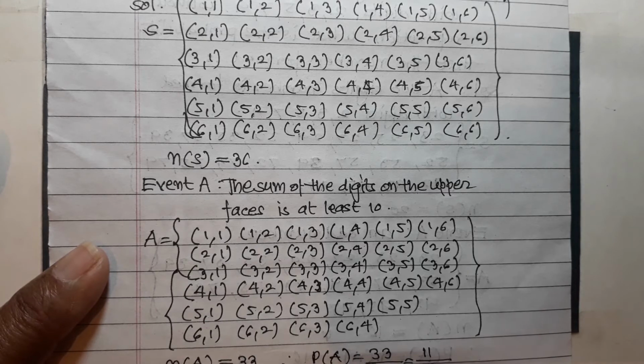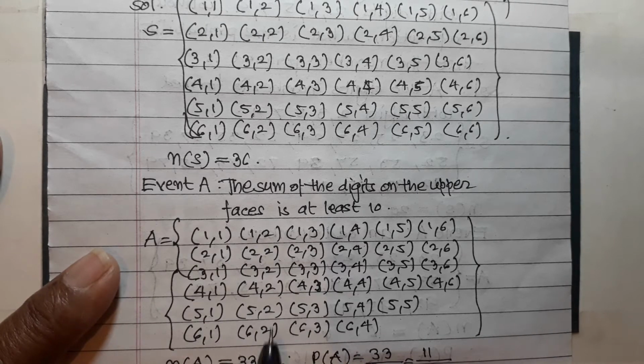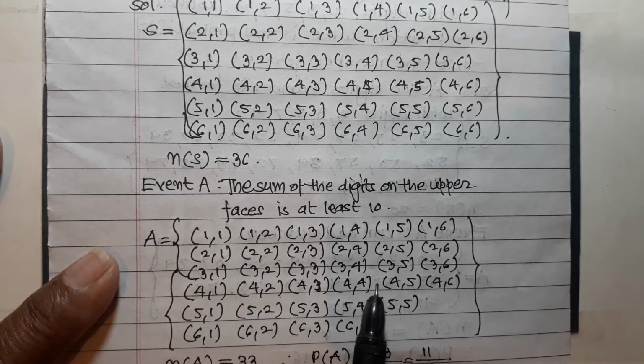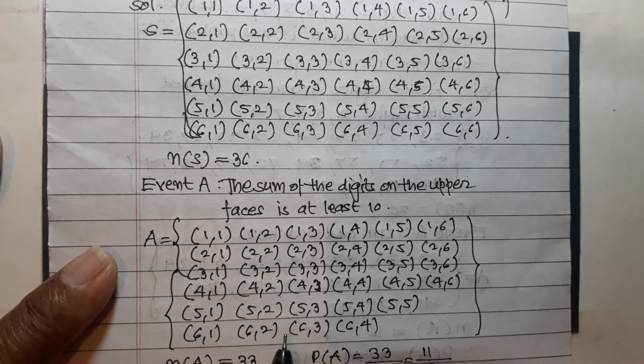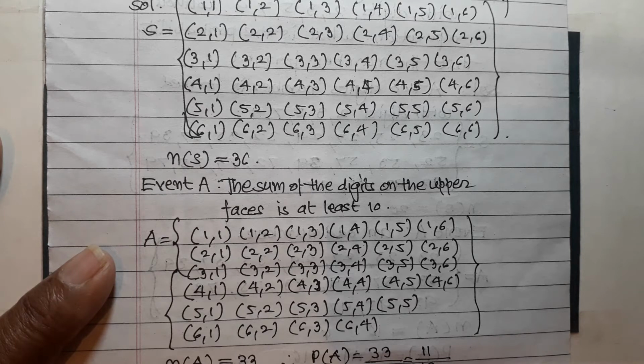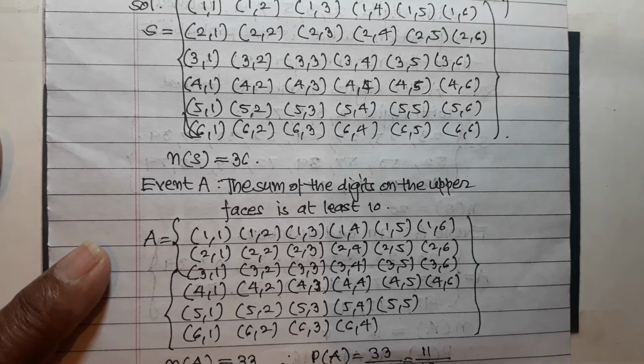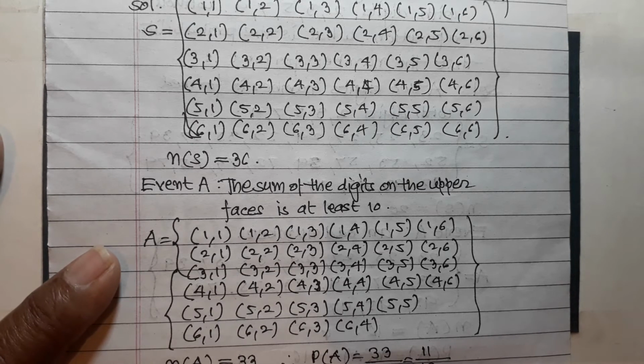In all there are 33 points. These are favorable outcomes from sample space S, and therefore n of A is equal to 33. So P(A), that is the probability of event A, is equal to 33 upon 36. Simplify this: it is divisible by 3, so 11 upon 12.